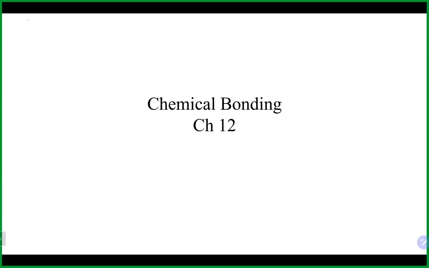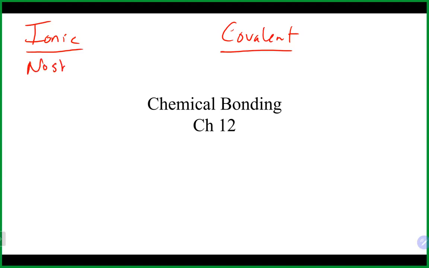There's really two types of bonding we're going to talk about in this chapter, and one is ionic bonding, and one is covalent bonding. And as we'll talk about, really the main difference between these two is one does not involve sharing electrons and one does. So ionic is no sharing of electrons. Covalent bonding is sharing of electrons.